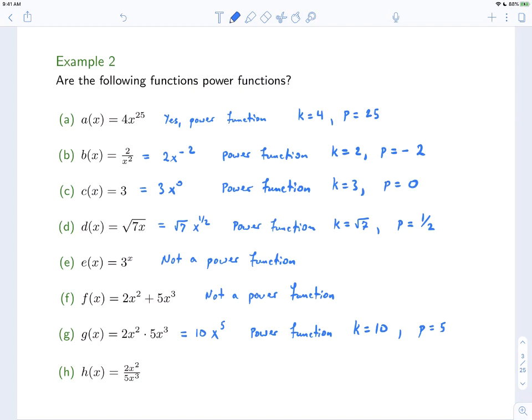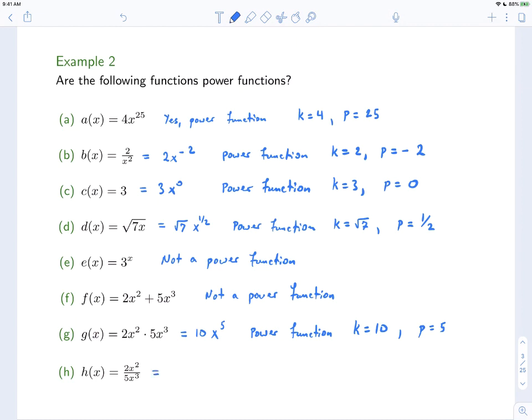Our last example is h at x equals 2x squared divided by 5x cubed. So these are again the same two functions. First we added them, then we multiplied them, and now we're looking at their ratio. We're dividing one into the other. This is also a power function.